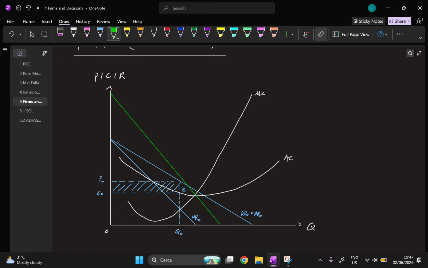Okay, let me just put this label back. This is A. Yeah, this point here is A. Sorry. Yeah, this is why I really don't like this diagram, but yeah, A is here. Okay, so now this new curve is not your new AR, it's your new MR, MR1.